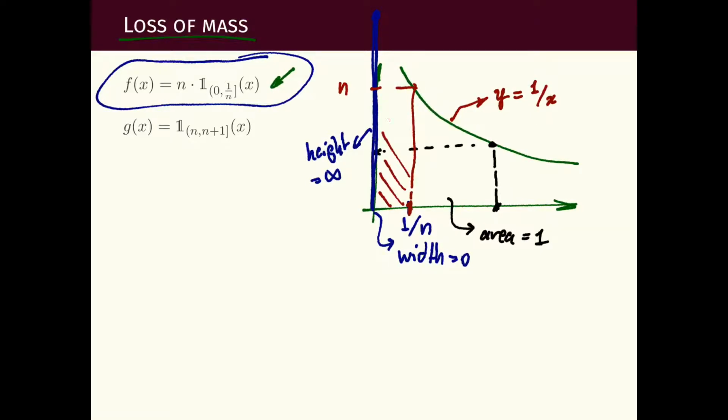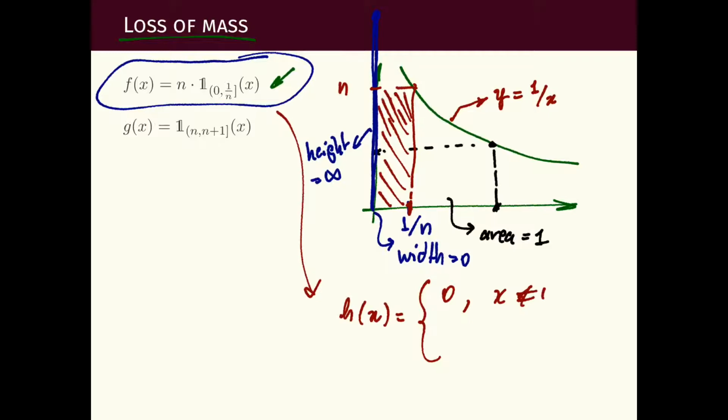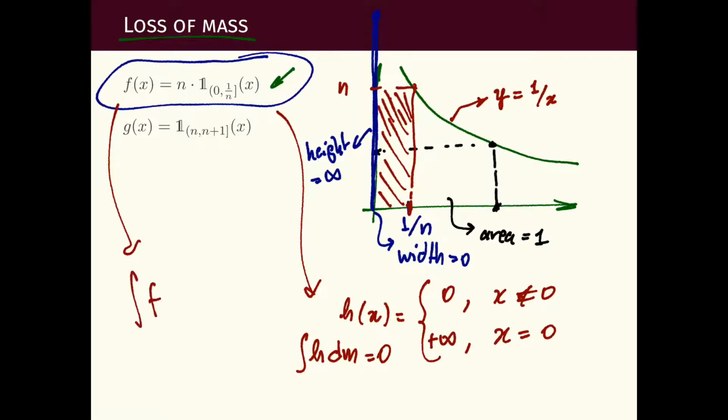and then we take height n. The area is always equal to 1, which means that the integral of this function with respect to Lebesgue measure on the real line is always equal to 1. But now, as we let n tend to infinity, this function approaches a function h, which is 0 if x is not 0, and plus infinity when x equals 0. And the integral of this function h with respect to the Lebesgue measure is 0. So you see here the integral of this function is always equal to 1.